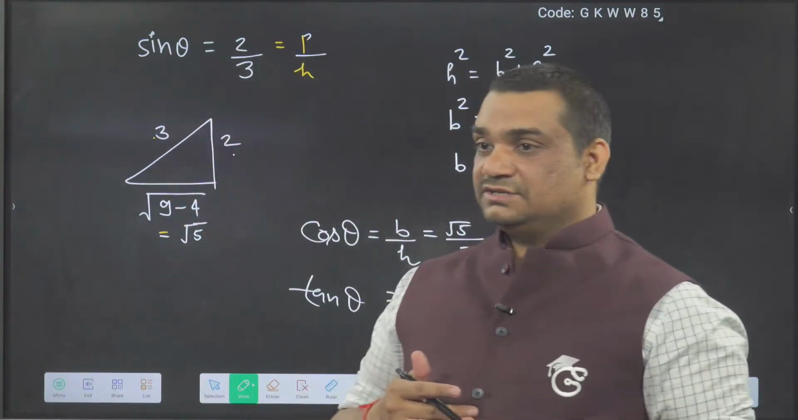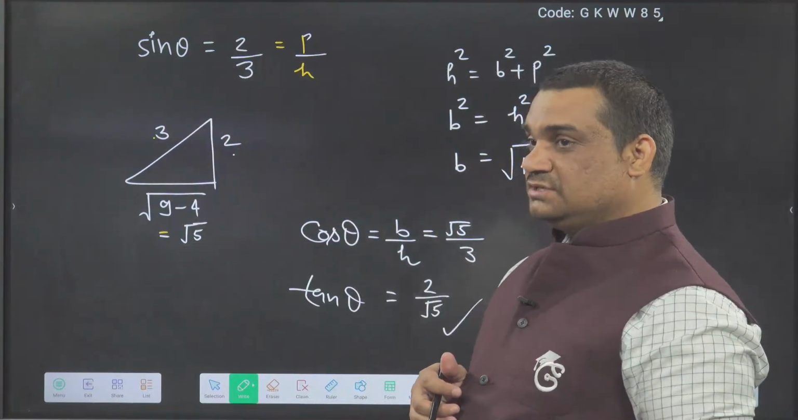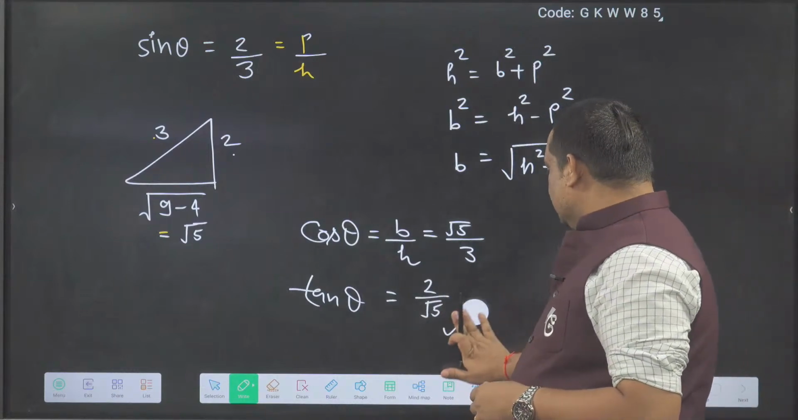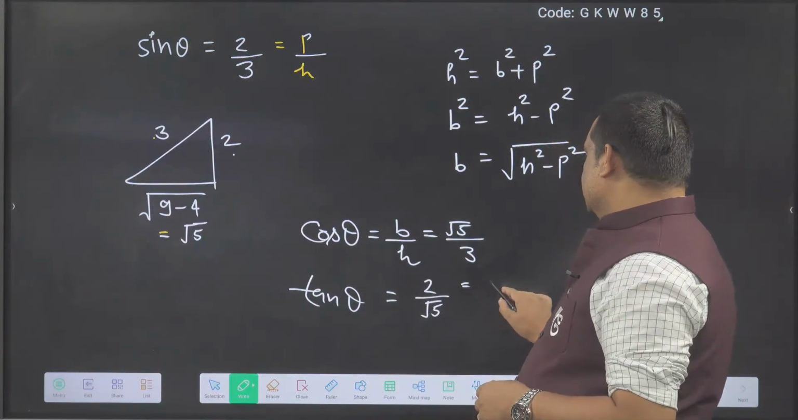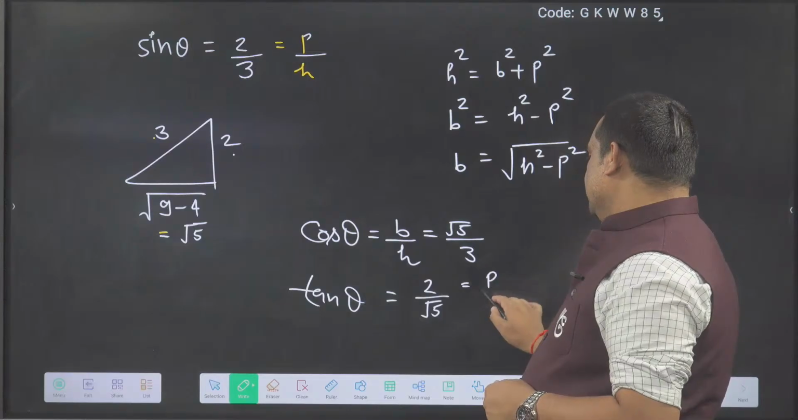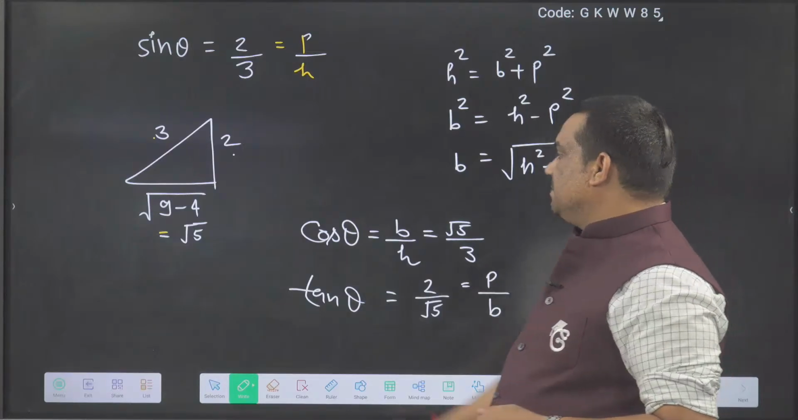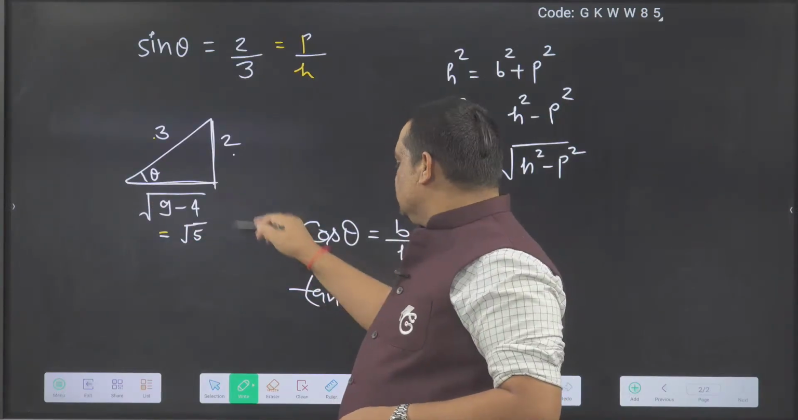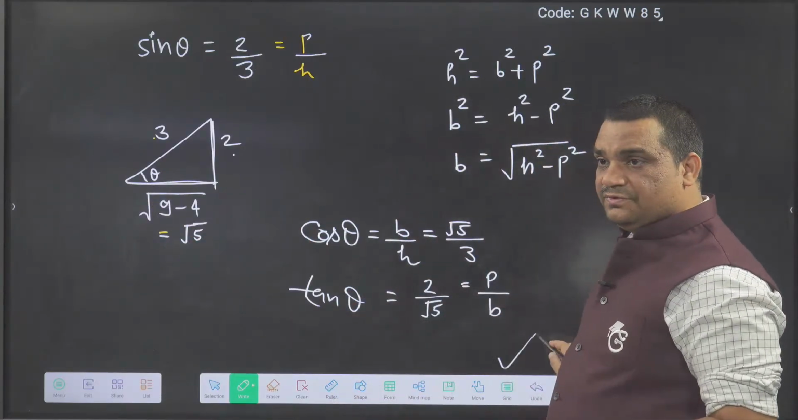Sir, which last step do you mean? This one? Tan theta is nothing but perpendicular divided by base. We can say this is the perpendicular, this is the base. So 2 by root 5.